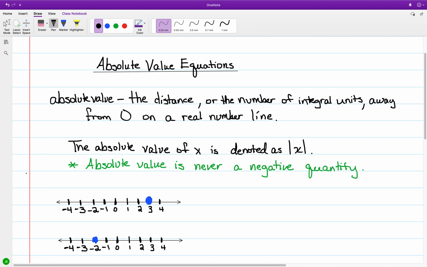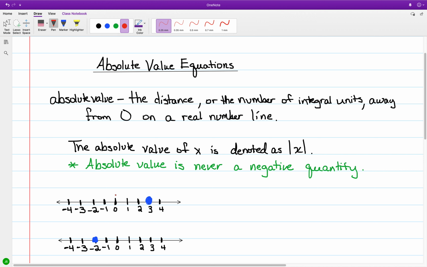Okay, regarding absolute value equations, first of all, the definition of absolute value is the distance, or the number of integral units, away from zero on a real number line. The absolute value of x is denoted with x in between vertical bars. And absolute value is never going to be a negative quantity.